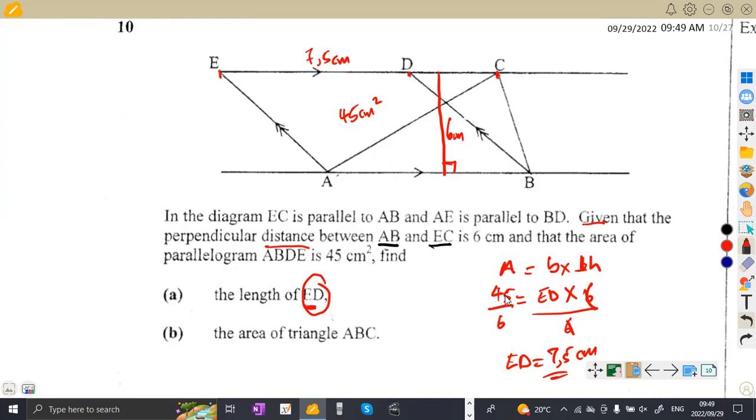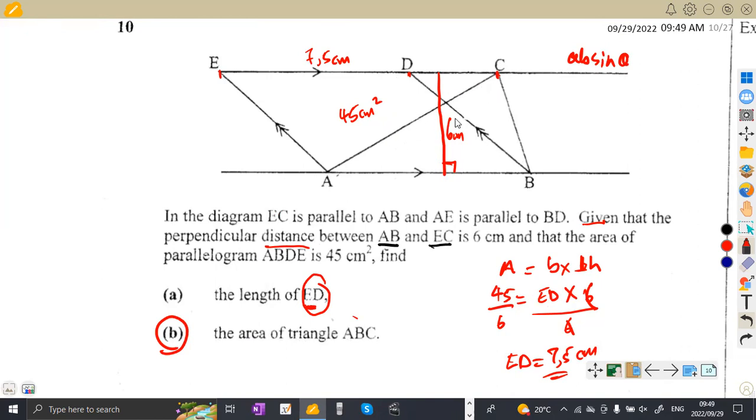Whenever you're given a parallelogram, the area is base times perpendicular height, or you can use AB sine theta, provided that there's an angle. But if you are given a perpendicular height, it's base times what? Perpendicular height. Okay, then anyways, on B, the area of what? Triangle ABC. So we need the area of triangle ABC.